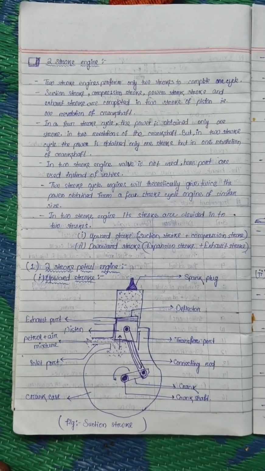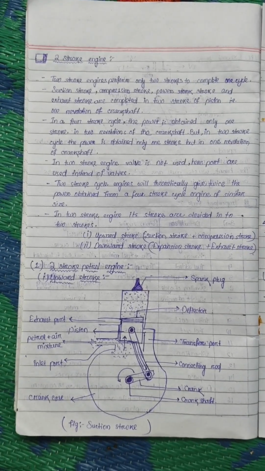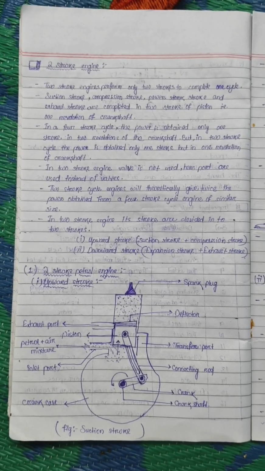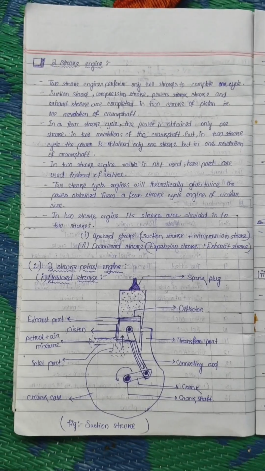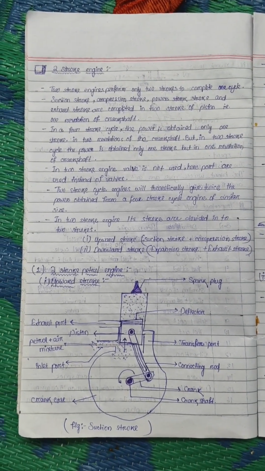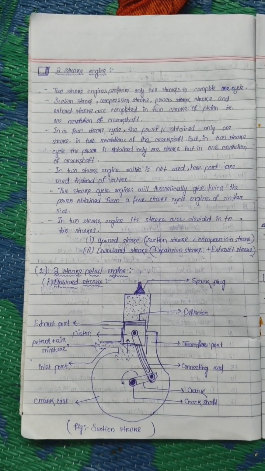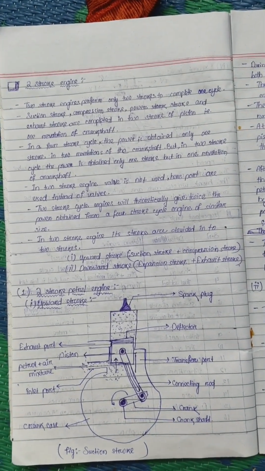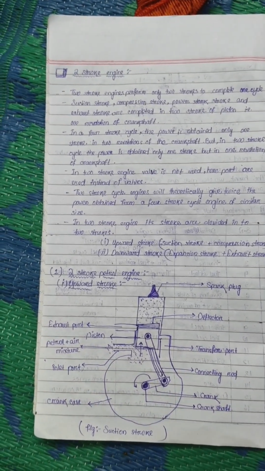Two-stroke engines perform only two strokes to complete one cycle. Suction stroke, compression stroke, power stroke and exhaust stroke are completed in two strokes of the piston. It means one revolution of the crankshaft. In a four-stroke cycle, power is obtained only once in two revolutions of the crankshaft, but in a two-stroke cycle, power is obtained once in one revolution of the crankshaft.